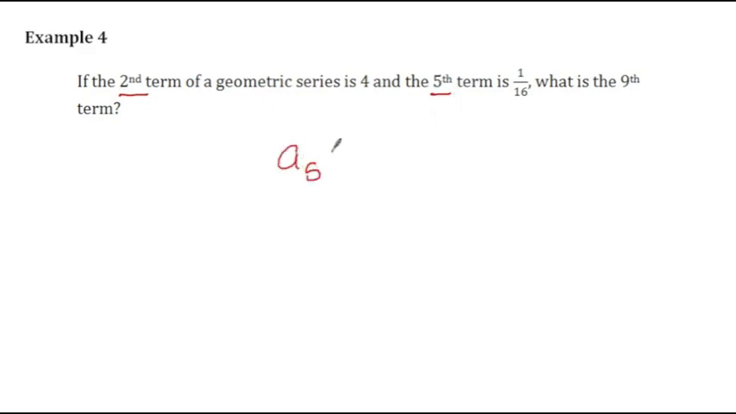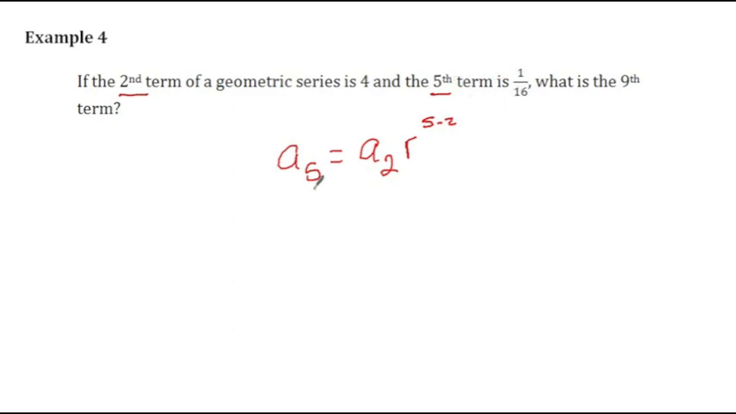Let's look at the fifth term. If I look at the fifth term, I'm going to take the second term and do how many R's would it take to jump from 2 to 5? You can just do 5 minus 2, or simply know that's 3. So let's plug in those values that we know.